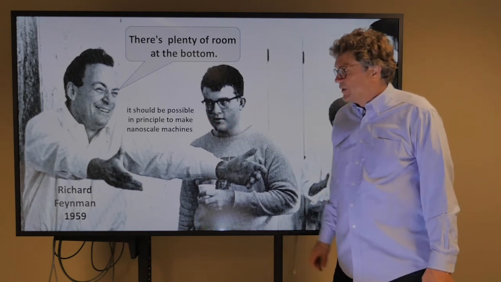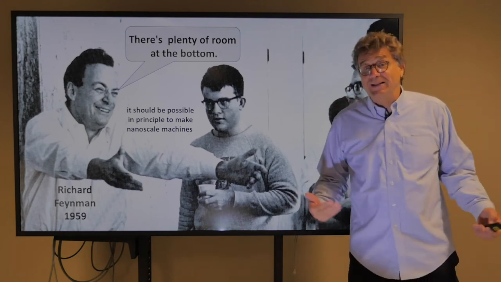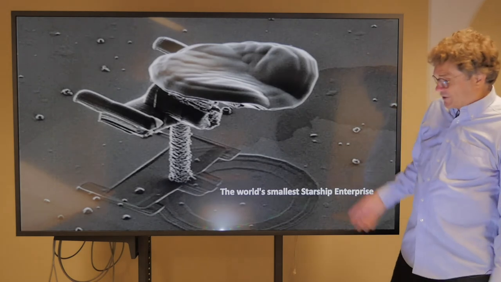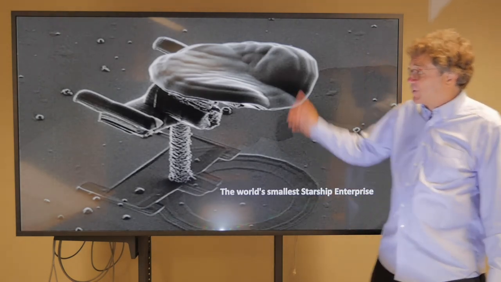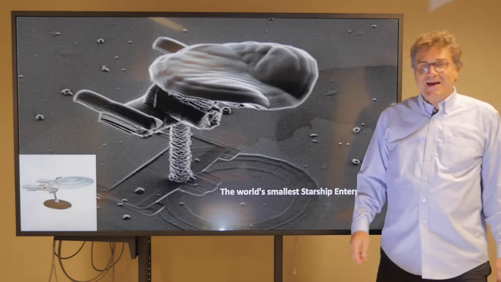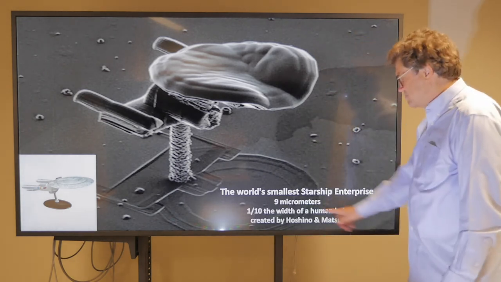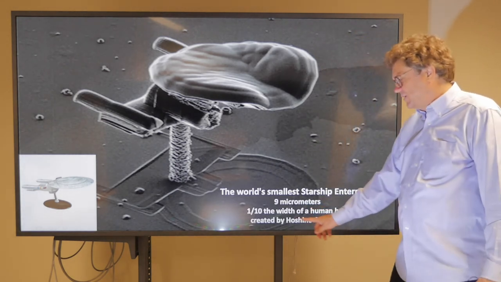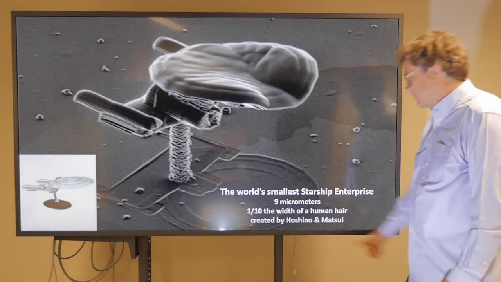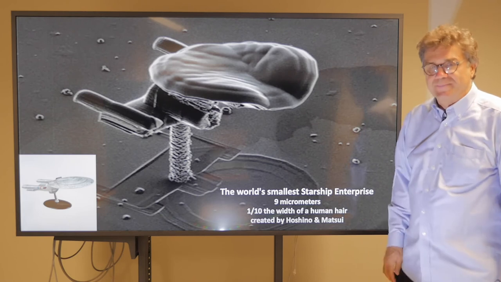It should be possible in principle to make nanoscale machines. Even at that time, we hadn't come even close. Now we're getting close to being able to do that. For example, the world's smallest Starship Enterprise. This is supposed to be the Starship Enterprise. That's what it looks like right there in the corner. And this is 9 micrometers. That's 1/10 the width of a human hair, created by Hoshino and Matsui.